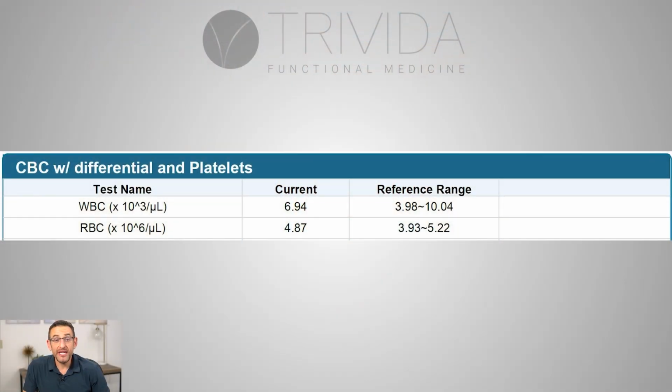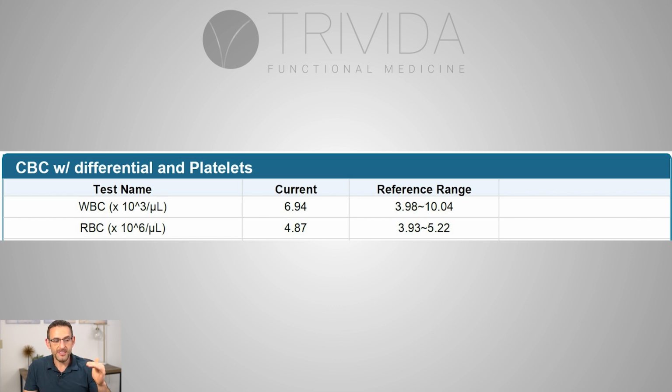CBC, or complete blood count, looking at white blood cells, red blood cells, and platelets. White blood cells fight infections, red blood cells carry oxygen, nutrients, sugar, and platelets help with healing and coagulation. So this is looking at all the different types of white blood cells, different size, shape, production of red blood cells, and size and shape and production of platelets as well.